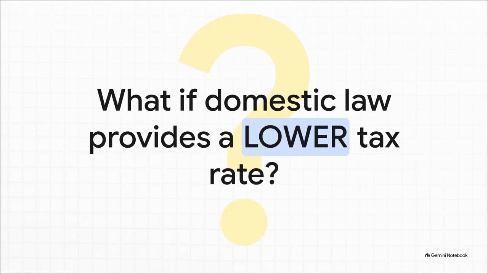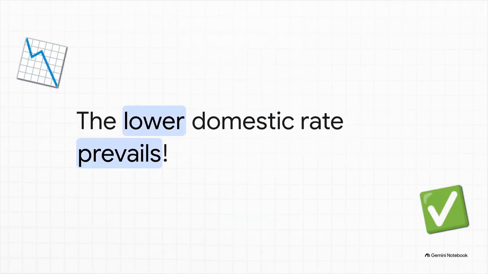But wait, here is the twist. What happens if the domestic law actually provides a lower tax rate than the treaty? This is exactly the kind of exception examiners love to use to catch out students during the LECPA. Boom, there it is. The lower domestic rate prevails. The whole point of these treaties is to relieve the burden on the taxpayer, not increase it. So, if the domestic code gives the taxpayer a cheaper deal, you ignore the treaty and go with the local rate.